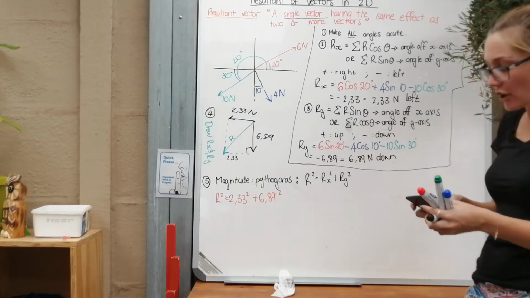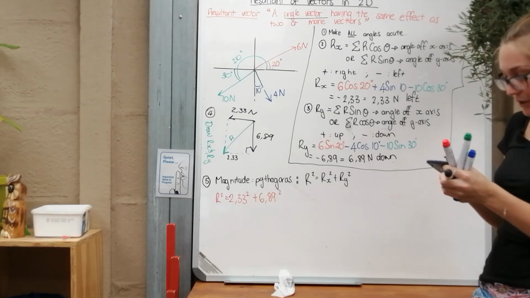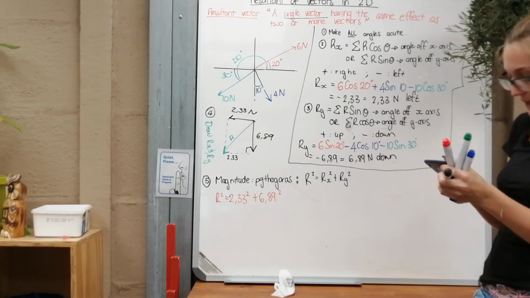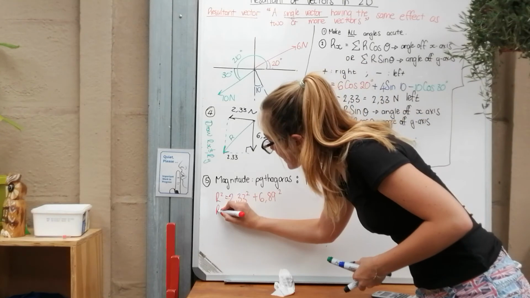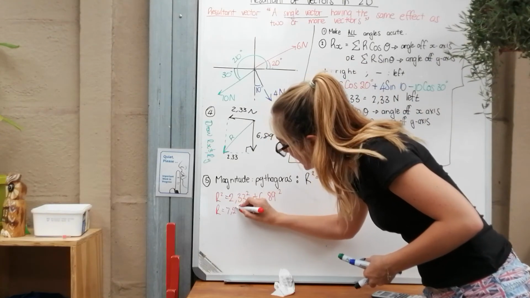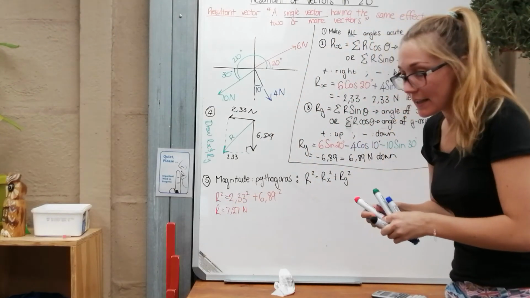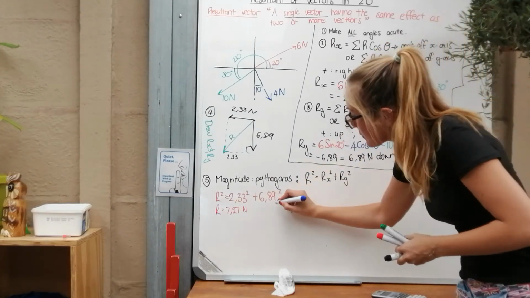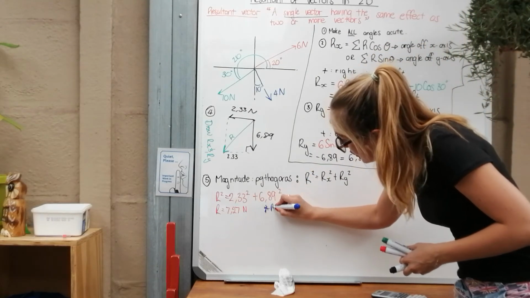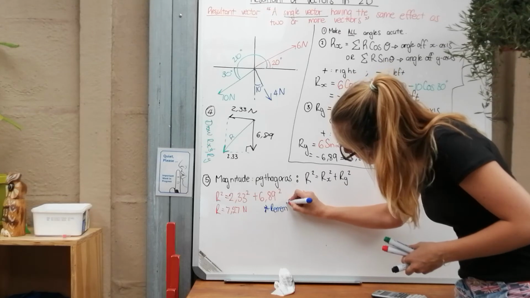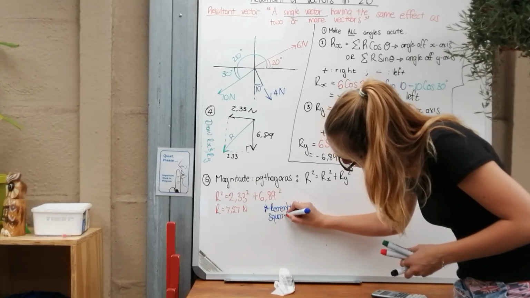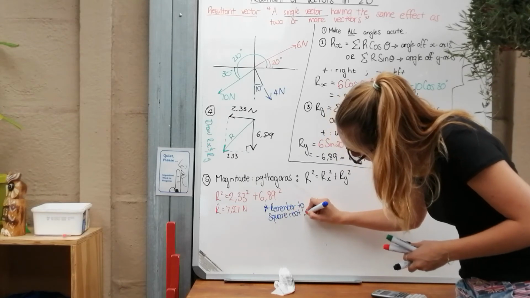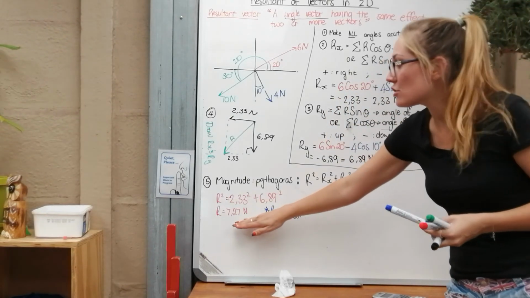Okay, so now we solve for r. So it's 2.33 squared plus 6.89 squared, and we square root that answer and we get 7.27. So we get resultant is 7.27 newtons. Please remember to square root, eh? I'm going to make a little note to self here. Remember to square root. Okay, so we've got the magnitude sorted.